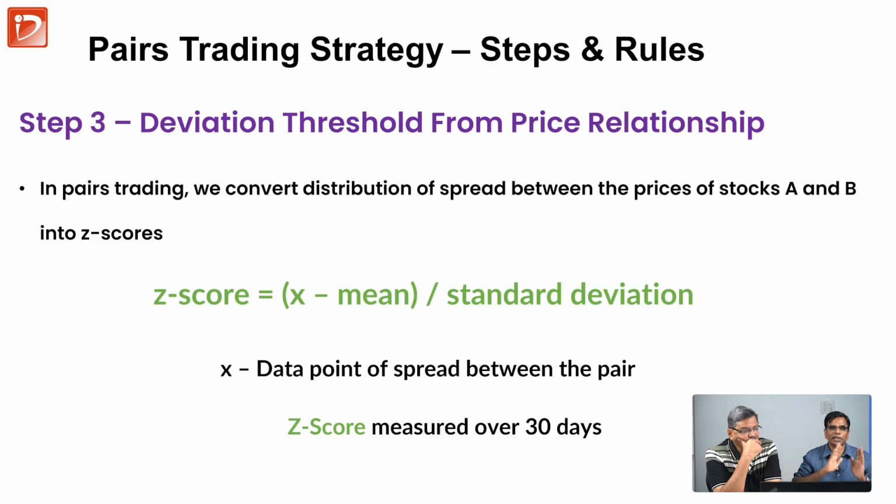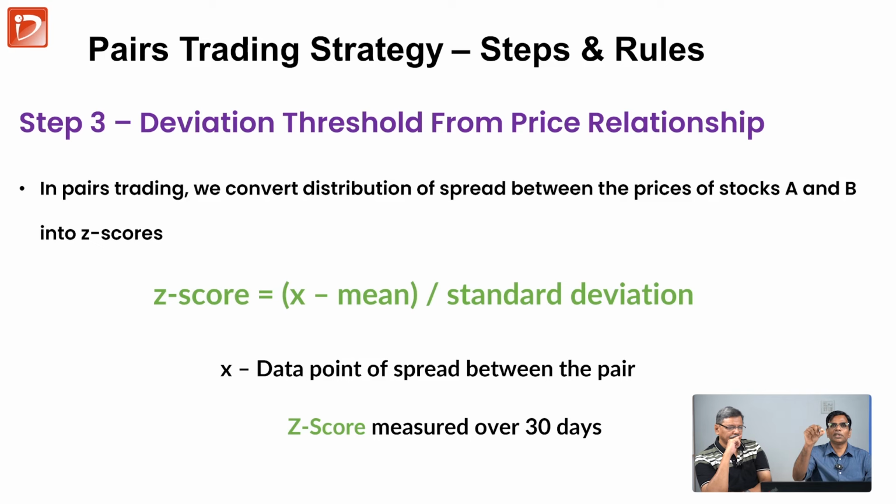Now finally, let's say our pair is cointegrated, correlated, and has a mean reversion property. Now I'm also going to talk about something called the Z-score. In pairs trading, we convert distribution of spread. Remember we took that spread between two prices, right? The distribution of spread between prices of stock A and stock B into Z-scores. So what Z-score does in very simple terms is that you take a spread and we are measuring how far away this spread is from average spread, okay?